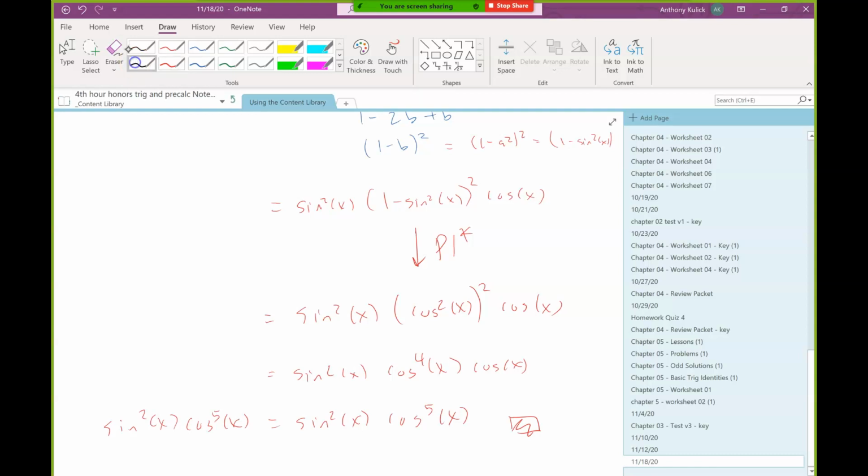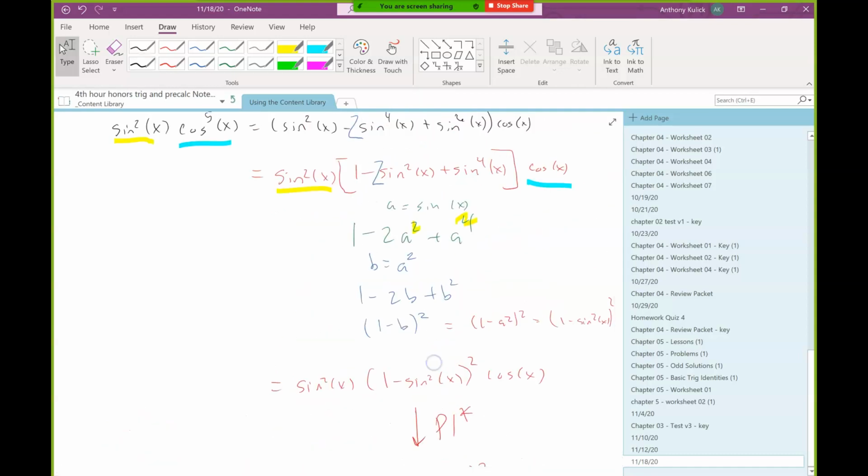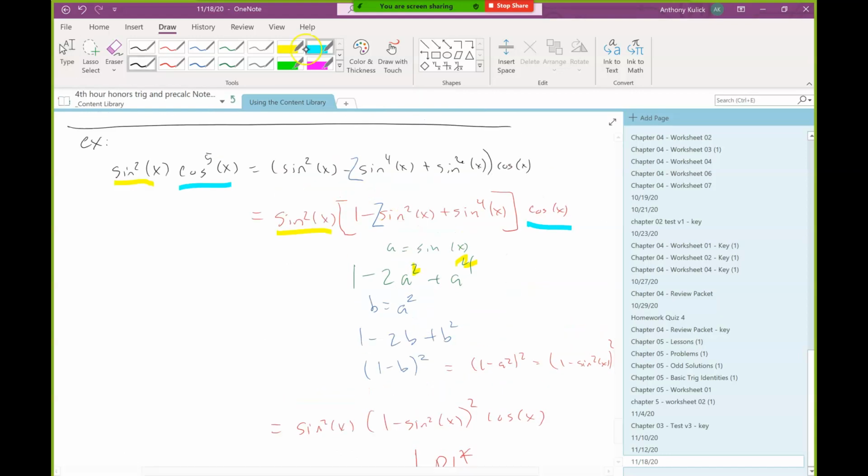Mr. Cooley, can you explain the 1 minus 2a squared plus a to the 4th part? Yeah, so this is just me trying to justify how I'm factoring 1 minus 2 sine squared plus sine to the 4th, because probably at first glance that doesn't look like something that you would know how to factor. So I made 2 substitutions in order to get this into a form that was easy to factor.